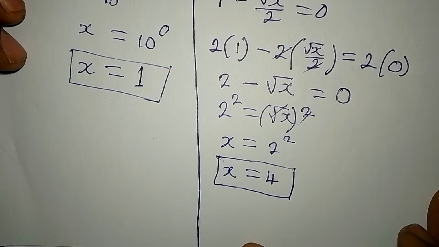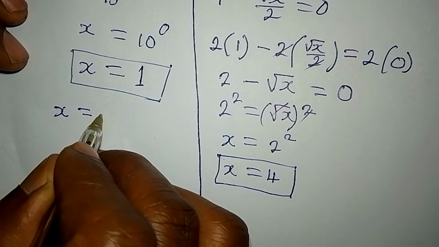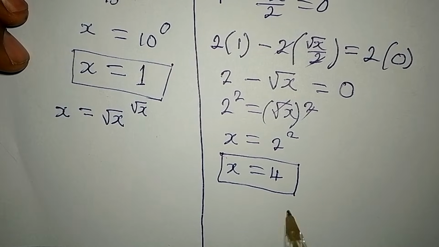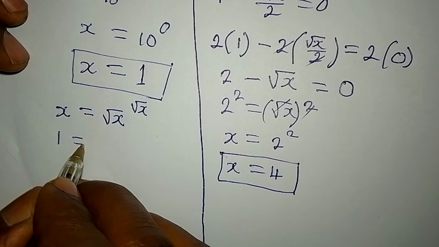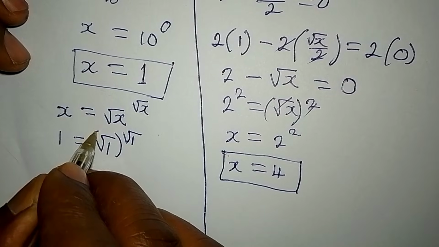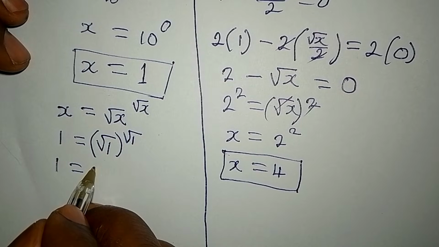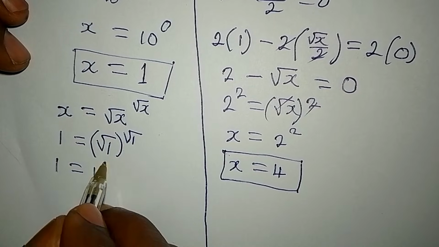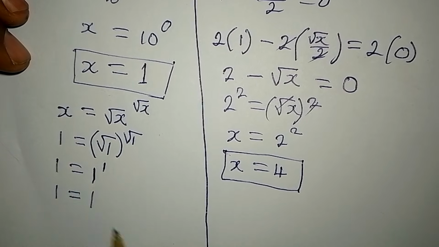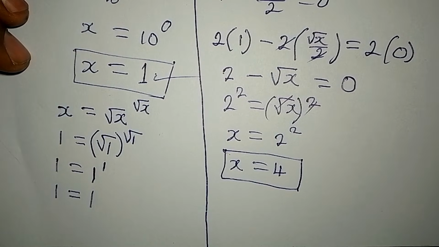Now let's confirm what we have. The original equation is x equals square root of x to the power of square root of x. Now if x is 1, we have 1 here, and it will be equal to square root of 1 to the power of square root of 1. If you want, you can have this in brackets. So square root of 1 is 1, then to the power of square root of 1 is also 1. So 1 to the power of 1 is 1. So we have 1 on the right and on the left. So this means that x equal to 1 is satisfying.